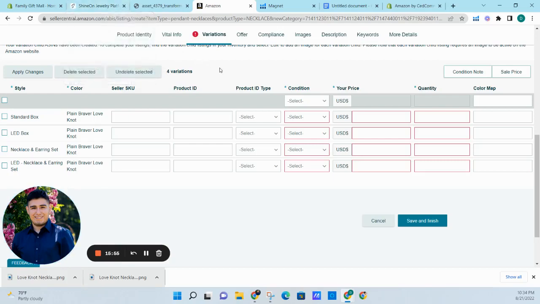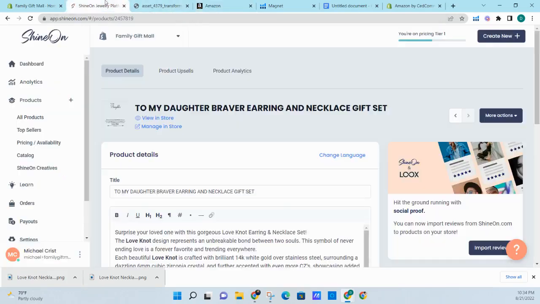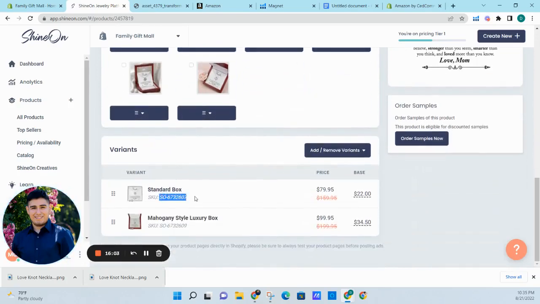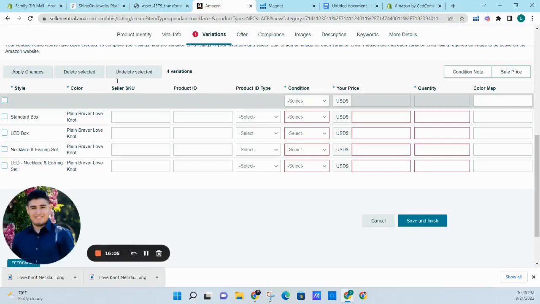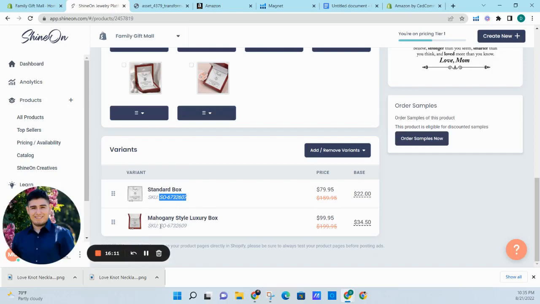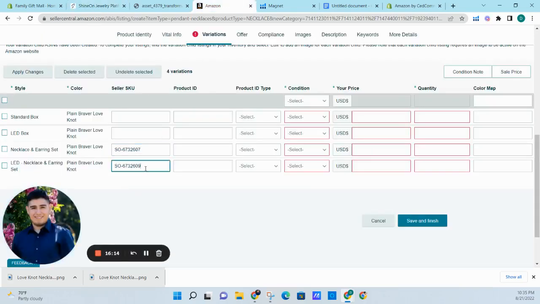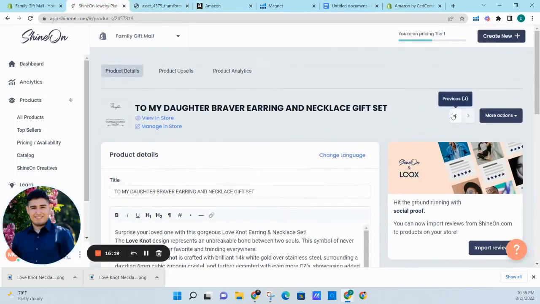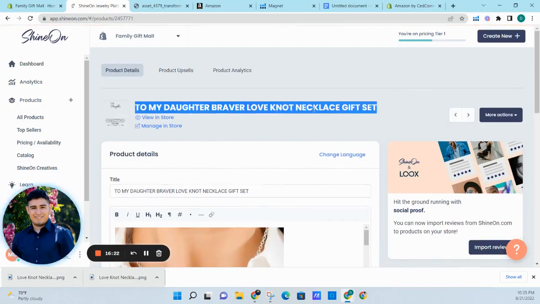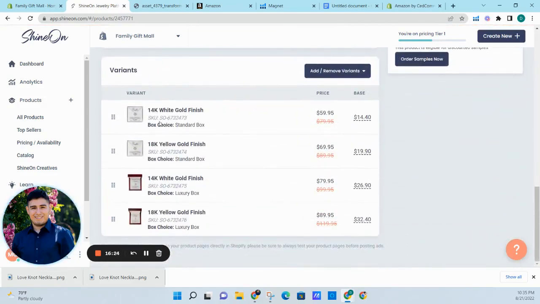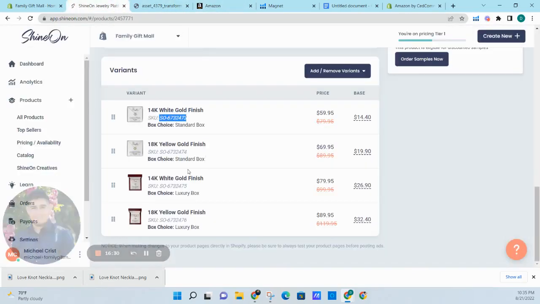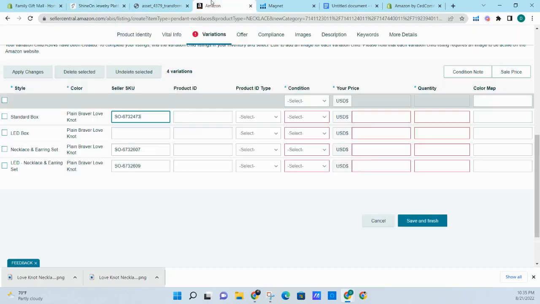In this case, what I'll recommend is to go into the products that you just created. So these are the earrings, right? And copy and paste the SKU numbers. This is the SKU for the necklace and earring set, so I'll put the SKU here. And this is the SKU for the LED necklace and earring set. And if we go back to the other product, this is the SKU for the 14K gold, which is the one I'm trying to sell. And this is the one for the mahogany.